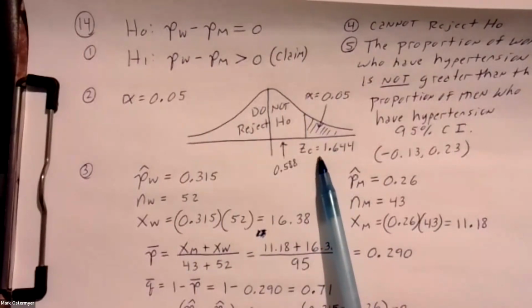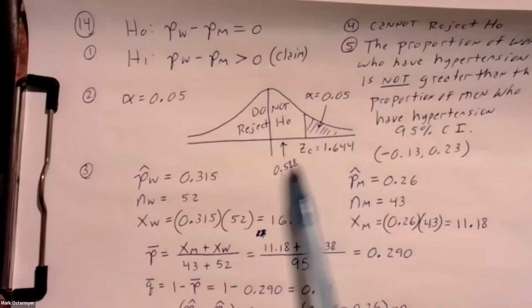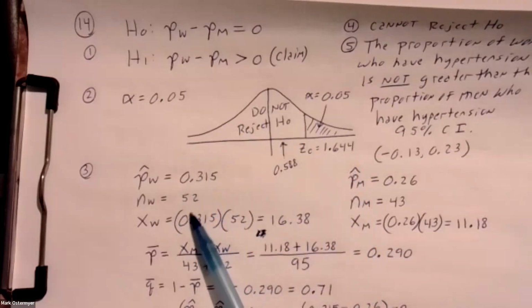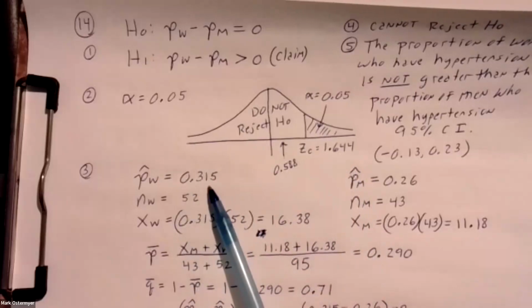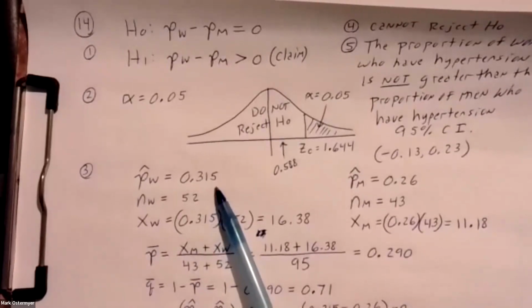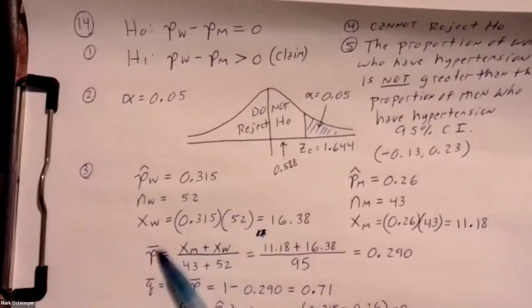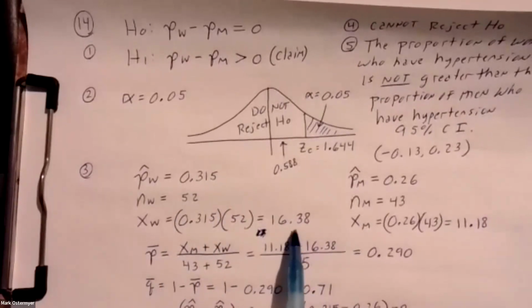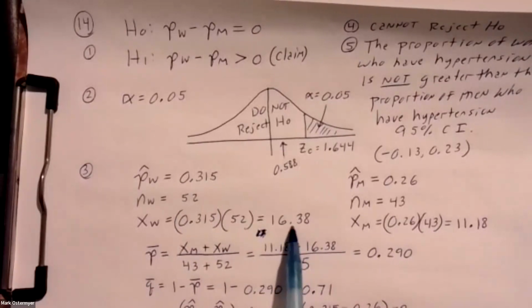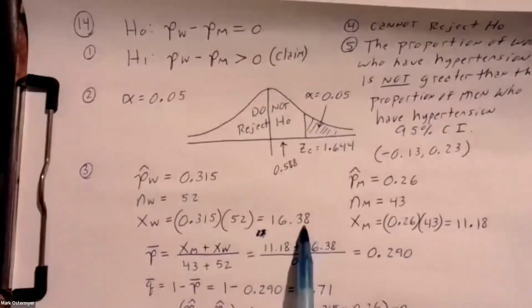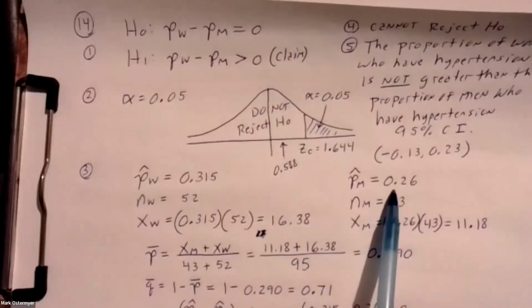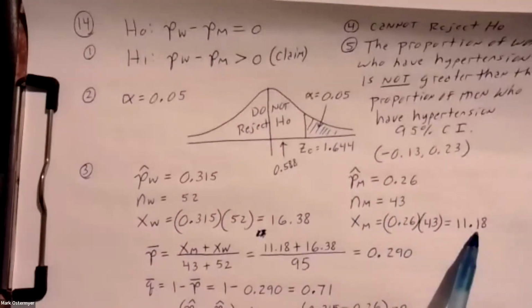Upper tail critical Z value will be 1.644. This is the sample statistics for the women. 31.5% of the women in the sample chosen had hypertension. Of 52 women chosen, that means 16.38. Now, for computing the test statistic value, I did drag this out beyond the nearest whole value and reported it out to the hundredths place. Likewise, for the men sample, I also took that out to the hundredths place.